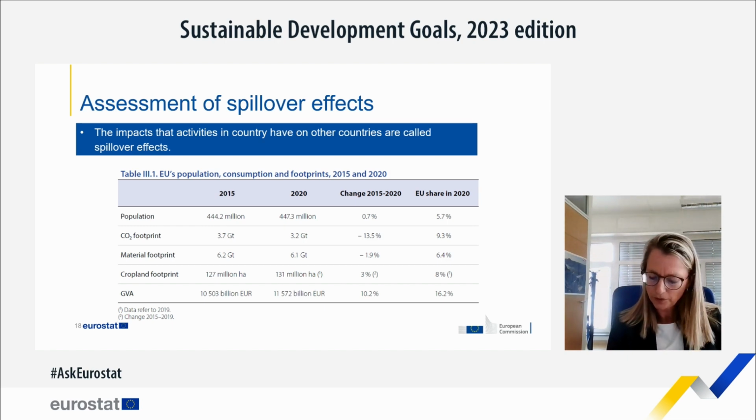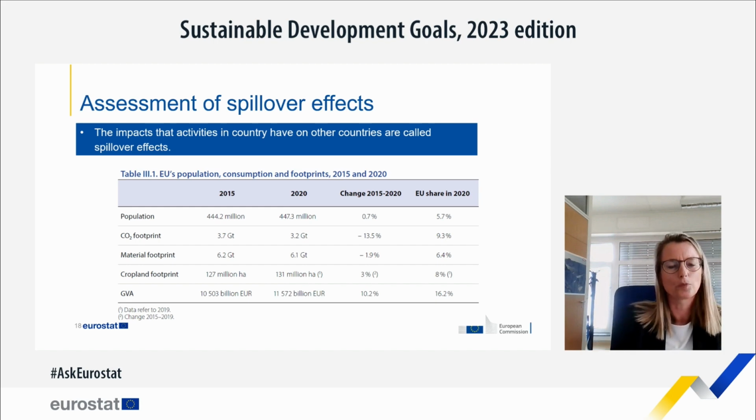In our report, we have CO2 footprint, material footprint, land footprints, and then gross value added. So these are, for the moment, the indicators we have available in Eurostat, but because there is a growing demand from stakeholders, we will hopefully continue to work more on this topic.